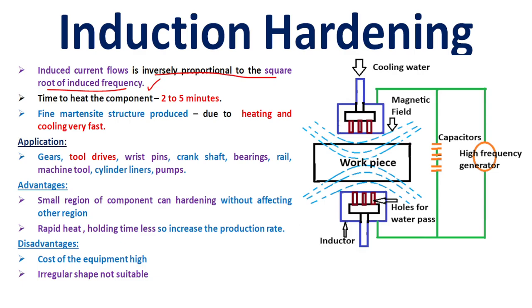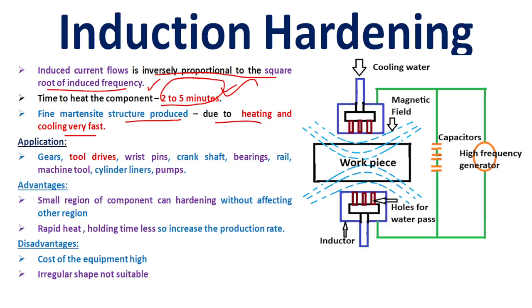The time to heat the component mainly takes 2 to 5 minutes, which is a very limited time. Within 2 to 5 minutes we reach above the upper critical temperature. Then a fine martensite structure is produced because the heating and cooling rates are very fast. Mainly the cooling and heating time is only 2 to 5 minutes.